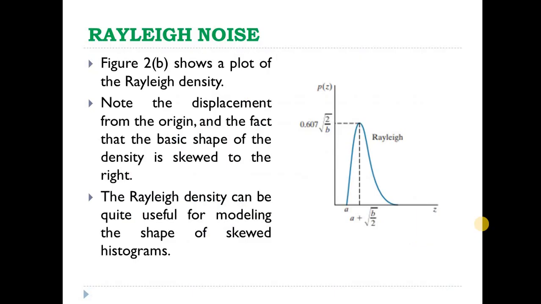So this is actually not a symmetrical distribution. This is a skewed distribution. Here the probability density function is skewed to the right. This is useful for modeling the shape of skewed histograms.